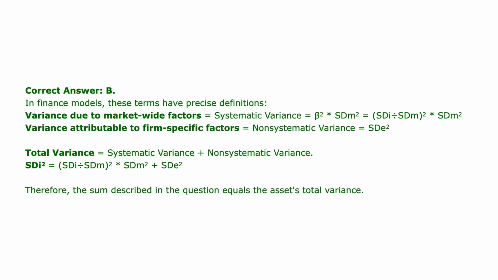Market-wide variance equals systematic variance. Firm-specific variance equals non-systematic variance. Their sum equals total variance per the single index model decomposition.